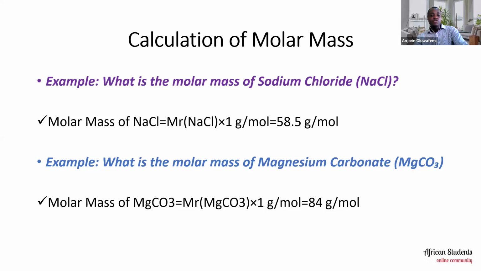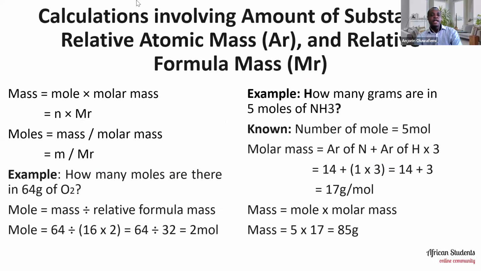So the molar mass of sodium chloride is actually 58.5 gram per mole. Now, the next example asks, what is the molar mass of magnesium carbonate? Magnesium carbonate, the same thing. You calculate the relative formula mass, and then from there you multiply by 1 gram per mole, and you end up having 84 gram per mole. Okay, all right. So that's that.